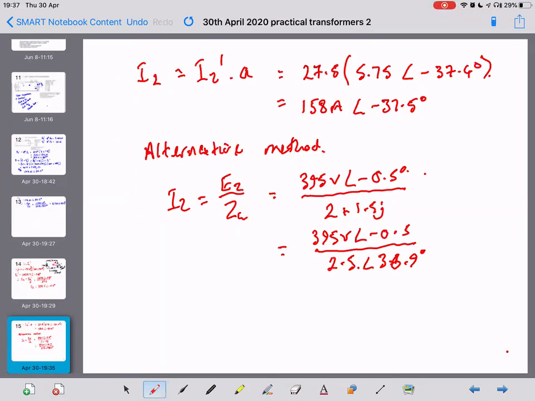And if you do that, you get 158 amps angle minus 37.4, which is slightly different. That's just because of a different method, the error in converting the 2 plus 1.5j over to polar, I would think.